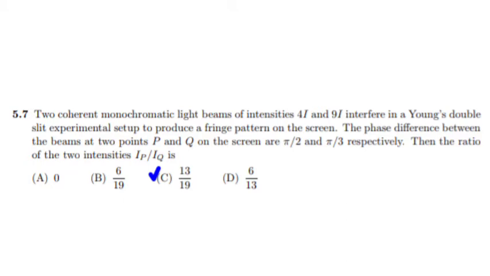So here is our today's question. Two coherent monochromatic light beams of intensities 4I and 9I interfere in a Young's double slit experiment set up to produce a fringe pattern on the screen. The phase difference between the beams at 2 points P and Q on the screen are pi by 2 and pi by 3 respectively. Then the ratio of the two intensities IP by IQ is.